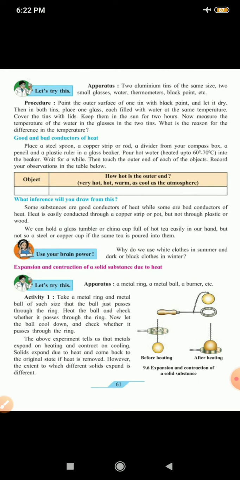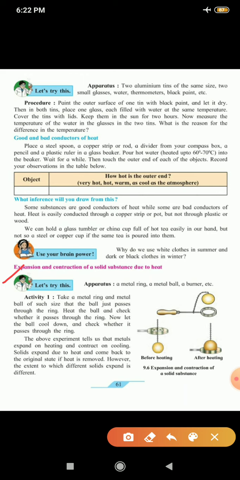Hence, we wear white clothes or light clothes in summer and dark clothes or black clothes in winter because they absorb heat, which helps in keeping our body warm. So I hope you have understood the concept of good and bad conductors. Now let us continue with expansion and contraction of a solid substance due to heat.